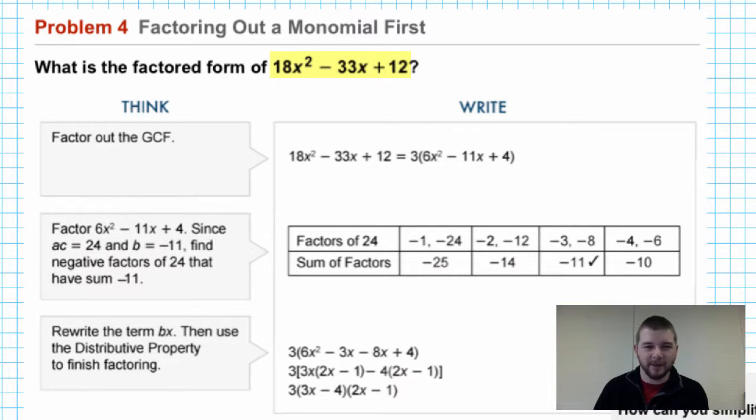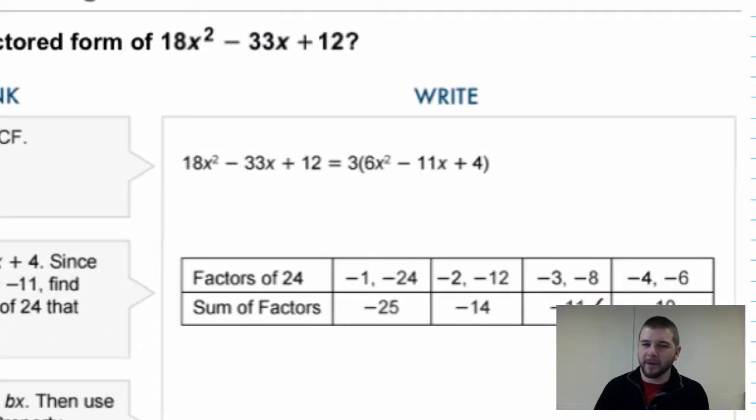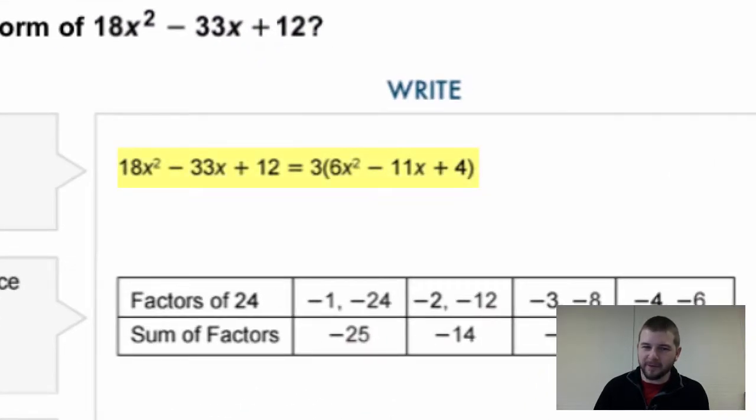In this case, I notice 18x squared minus 33x plus 12, they don't share an x in common. However, 3 is a factor of all three of those terms. So we can factor out the 3 before we begin. Therefore, our expression becomes 3 times, and parentheses are very important here, 6x squared minus 11x plus 4. Then we set to work factoring the trinomial we find in parentheses using the techniques that we've learned.